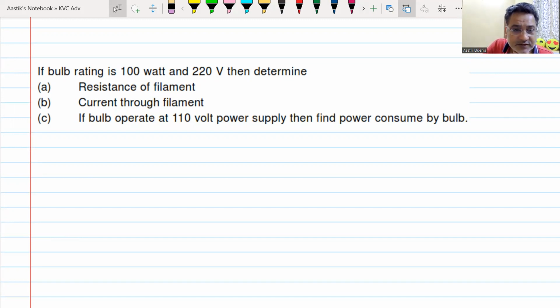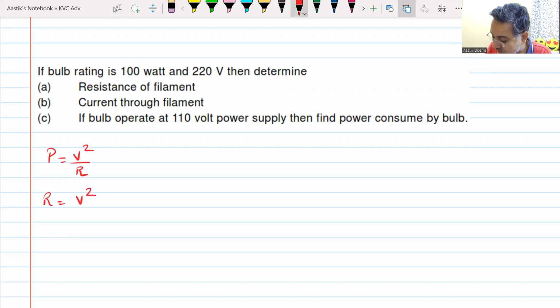Give you 2 minutes to give me the answer. So how are we supposed to get this? Power is V square by R, so you can find out the resistance as V square by P. Yes or no? Yes, sir. It will be equal to 220 square divided by 100. Whatever is the answer, that is the answer.